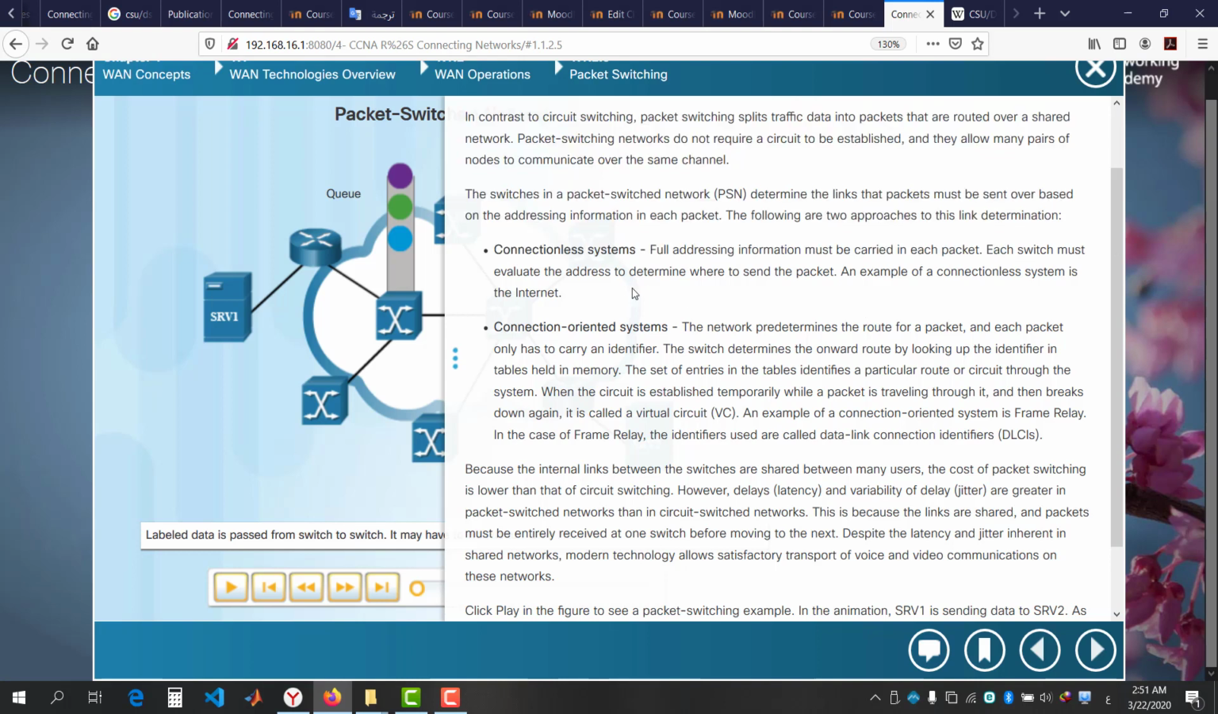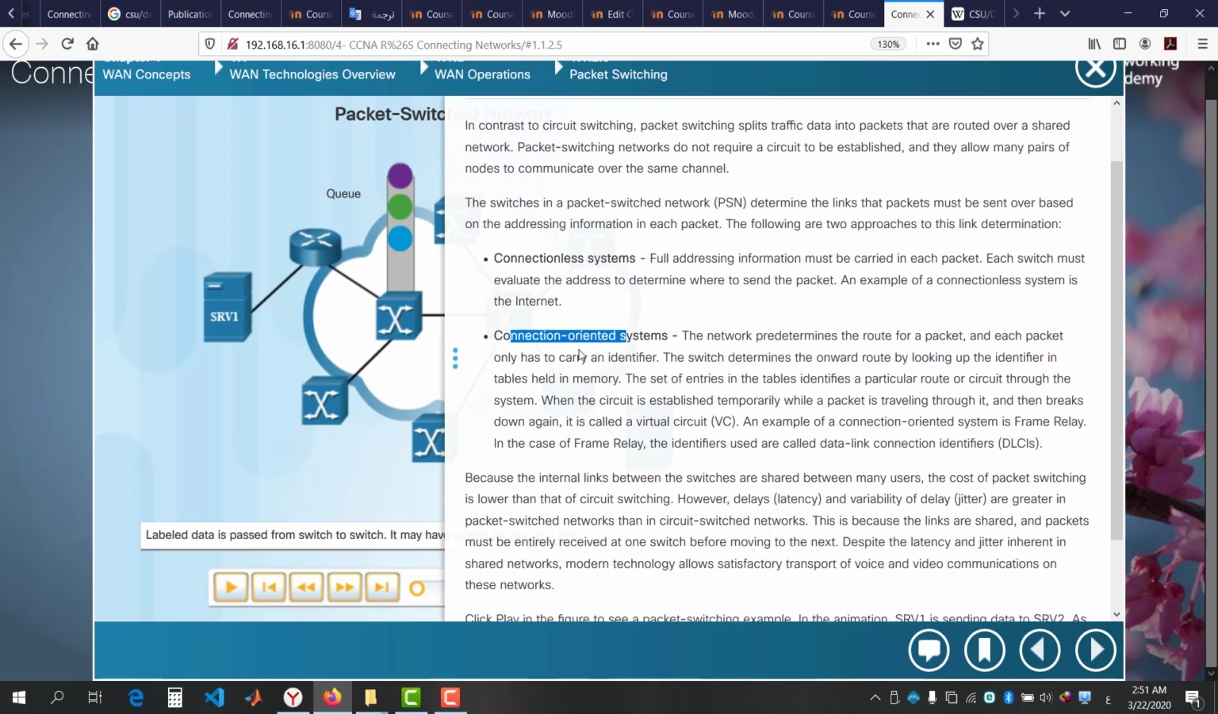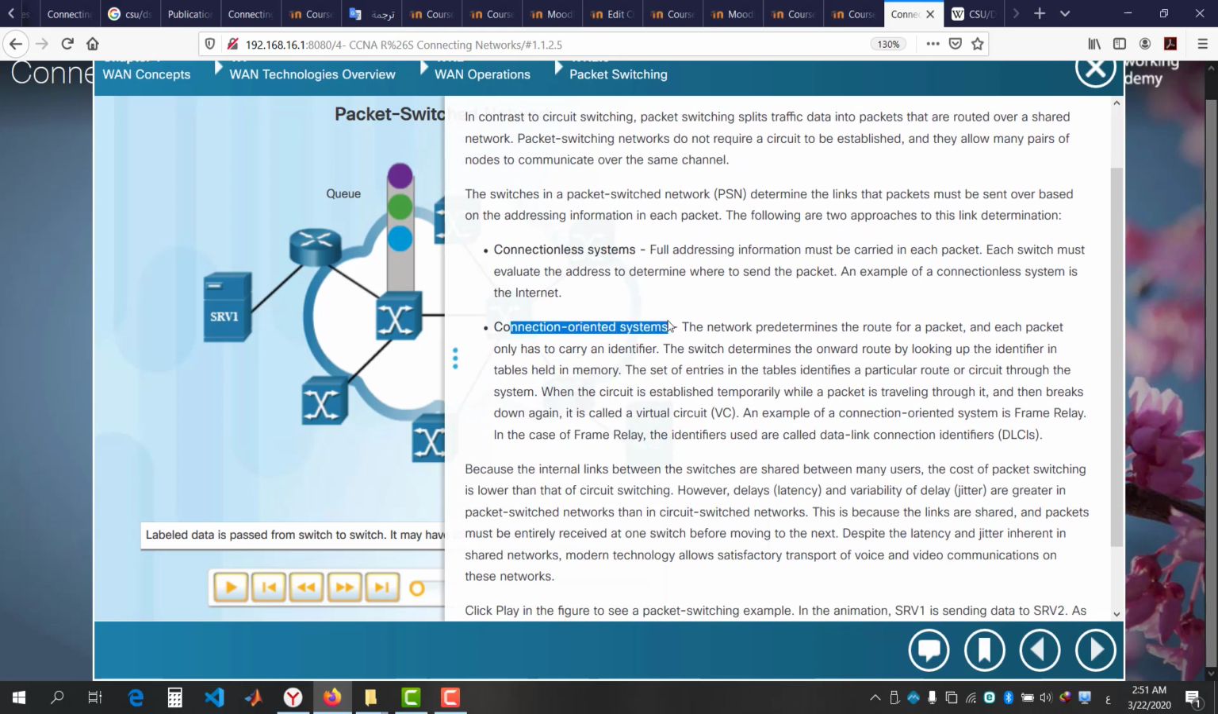Each switch must evaluate the address to determine where to send the packet. An example of the connectionless system is the internet. What about the other paradigm used in packet switching, which is called the connection-oriented system? This is like a mixed grill between the previous type and packet switching. What is the difference? The network predetermines the route for the packet.